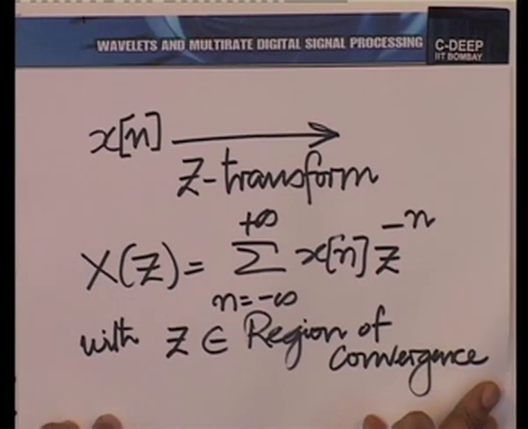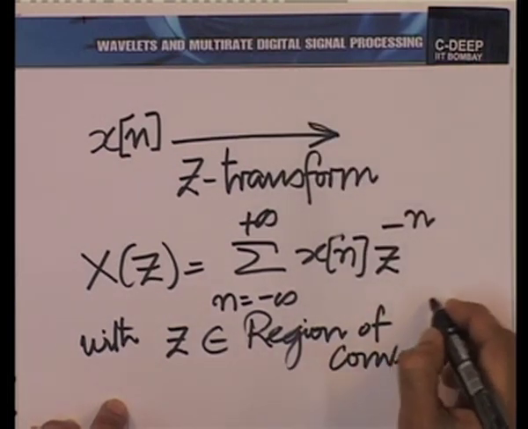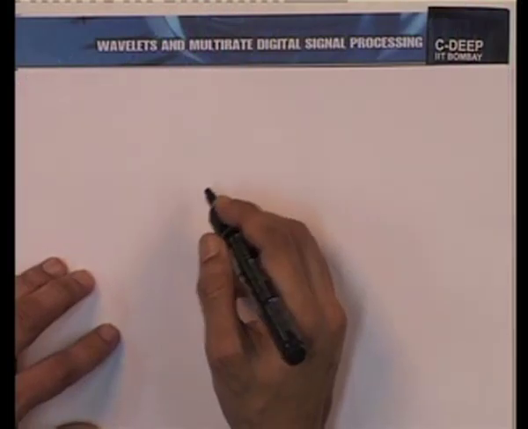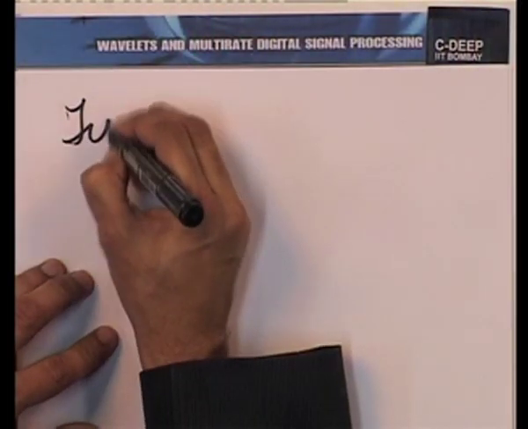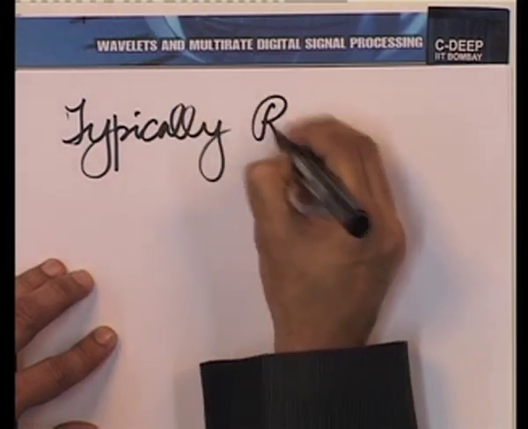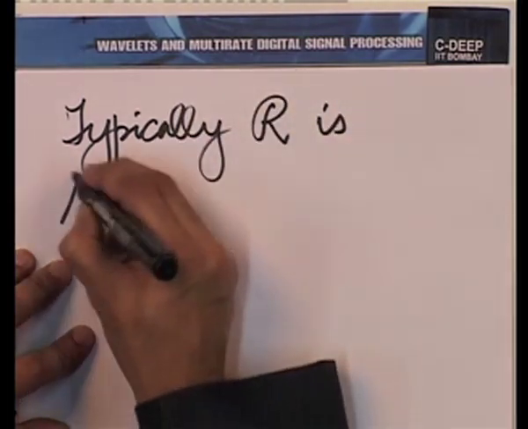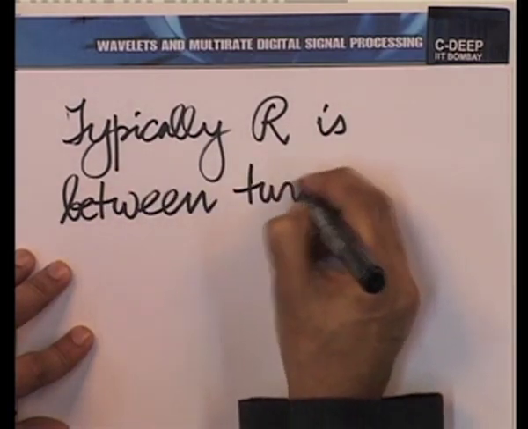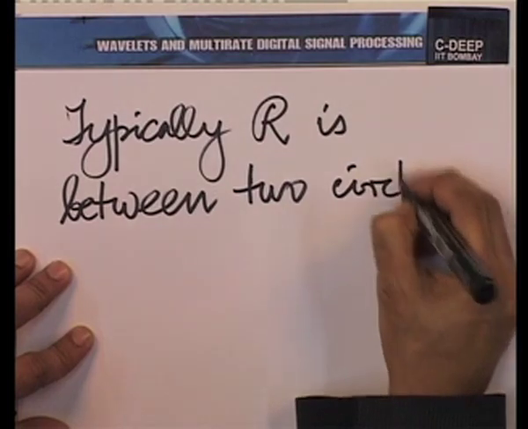Now, in particular, let this region be script R, and suppose this region includes the unit circle. Let me say a little bit about the regions of convergence of a typical Z transform. Typically, R has the following patterns. R is between two circles centered at the origin.